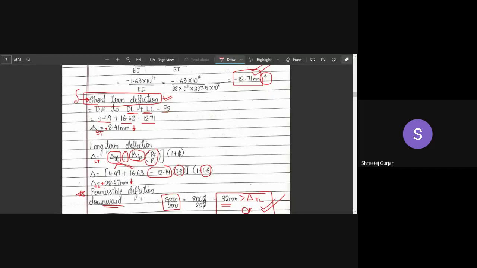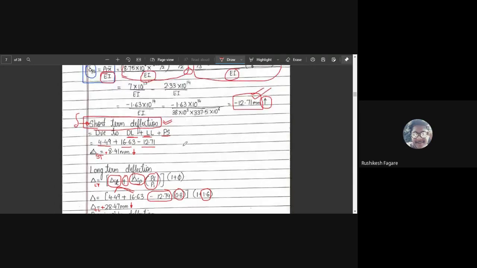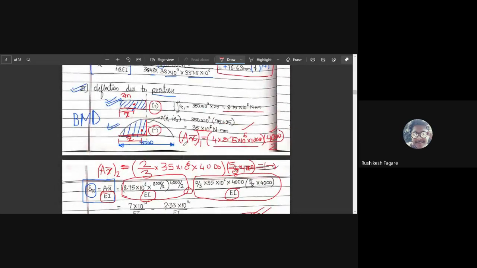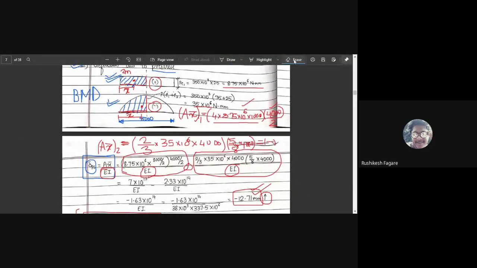Rushikesh, any doubt? Sir, in the moment area formula. Which one? The short term, moment area. Okay, here in this thing we calculate the parabolic area. Sir, how did 5 by 8 into 4000 come?